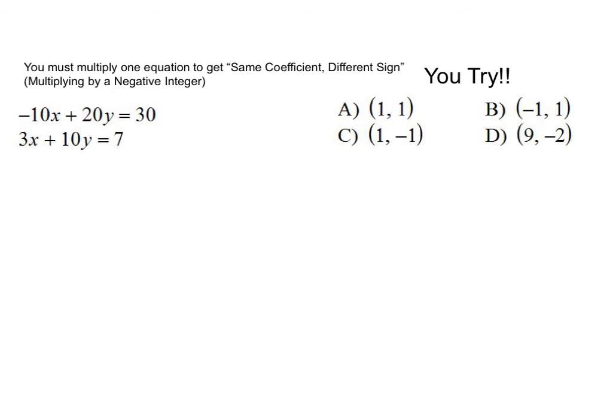Now you're going to try. You want to multiply one of these equations by a negative integer in order to get the same coefficient and a different sign. So choose which variable you should be focusing on. After you've answered this question, if your answer is incorrect, you should watch the remainder of this video to understand what you did wrong.